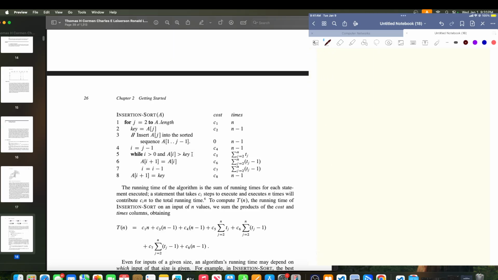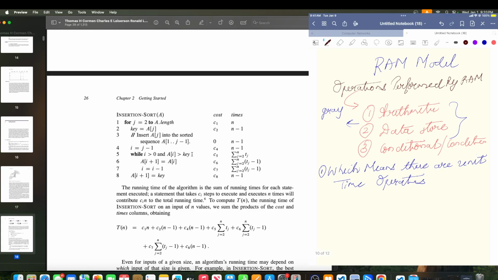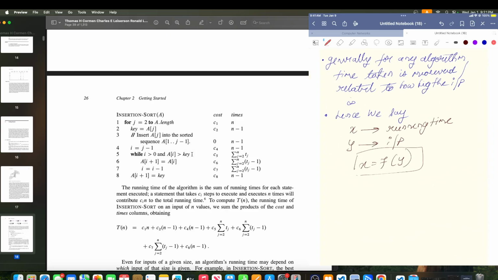This is a single program for i. Okay, now these are primitive operations, right? These are the primitive operations. And for each of them, the time taken is 1 unit.